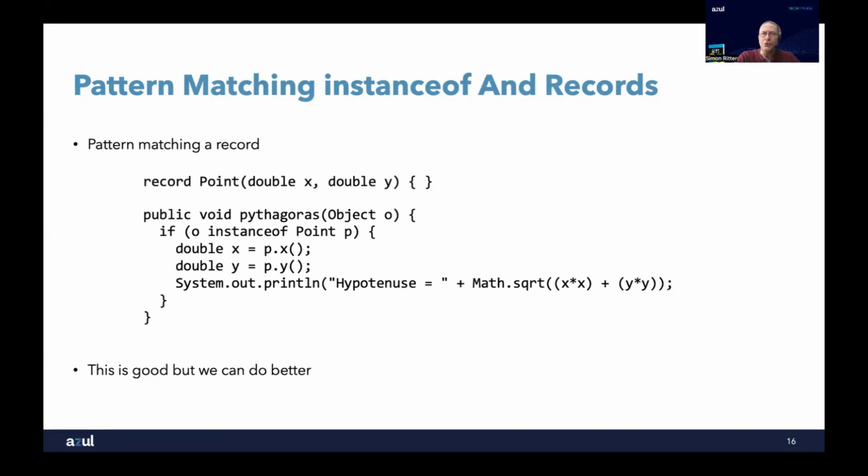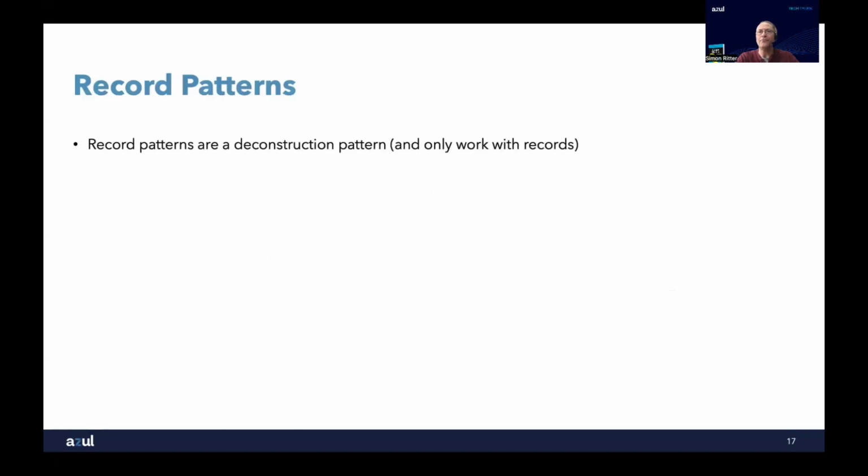However, we can do better than that. What we can use is a slightly different form of pattern matching, which is called record patterns. And this is what's called a deconstruction pattern. Rather than just matching against the pattern and assigning the variable, we're going to extract values out of the reference that we have and make those available separately.